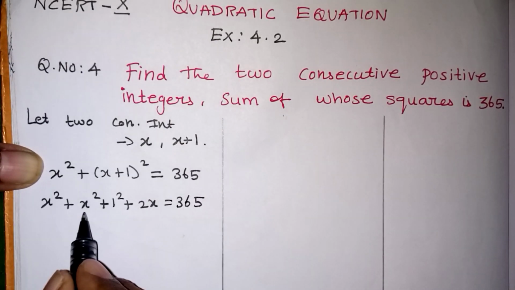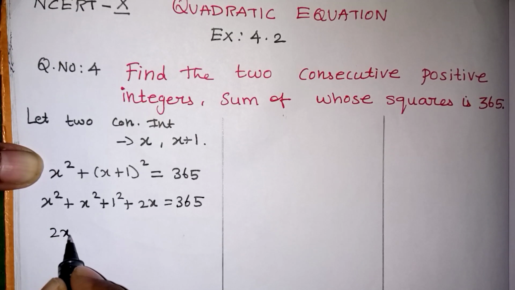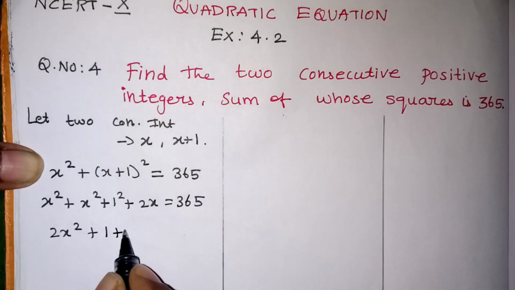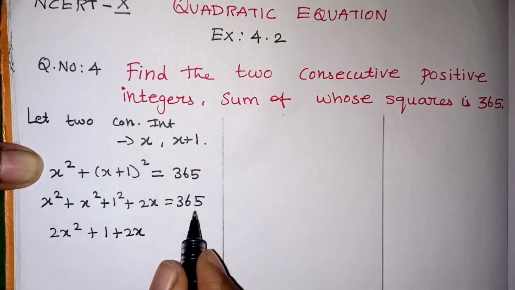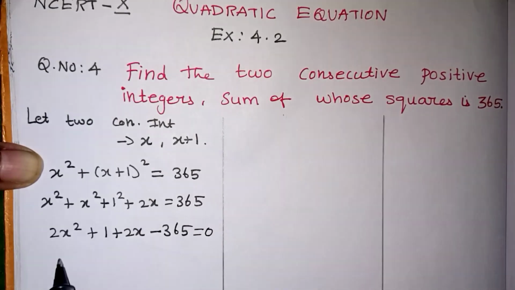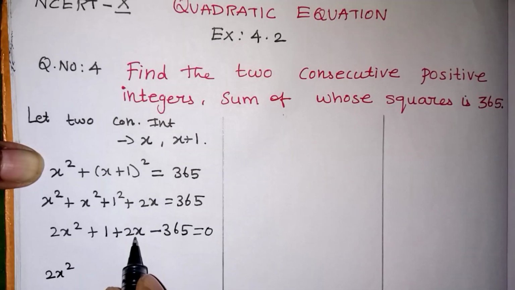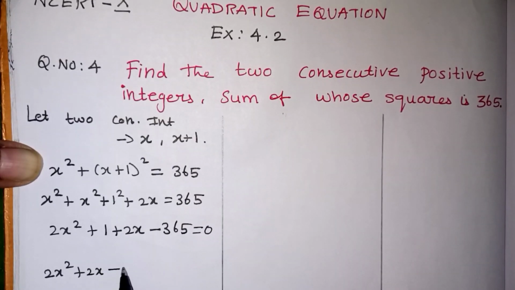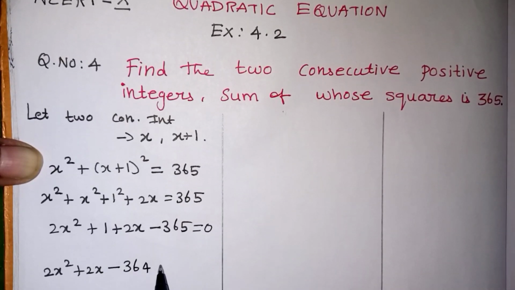So x squared plus x squared will be added, that is 2x squared. 1 squared will be 1. This 2x also will be as it is. 365, bring it to this side, minus 365 equal to 0. So 2x squared plus 2x, so plus 1 minus 364. 1 is minus, 1 is plus. You have to subtract 364, which is equal to 0.